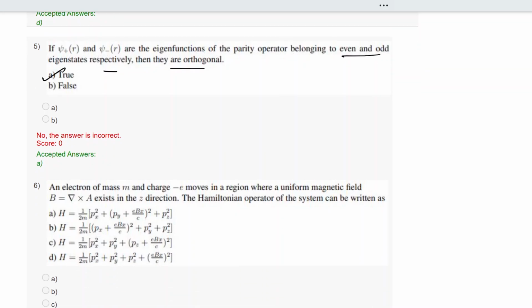Now question number 6 is: an electron of mass m and charge minus e moves in a region where the uniform magnetic field B equal to curl of A exists in the z direction. The Hamiltonian operator of the system can be written as what?